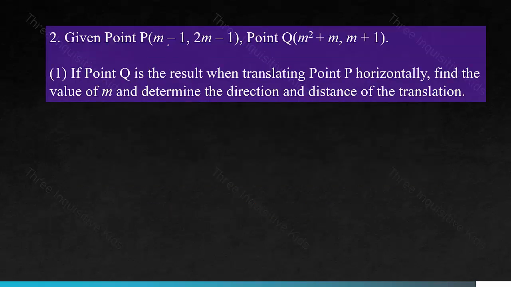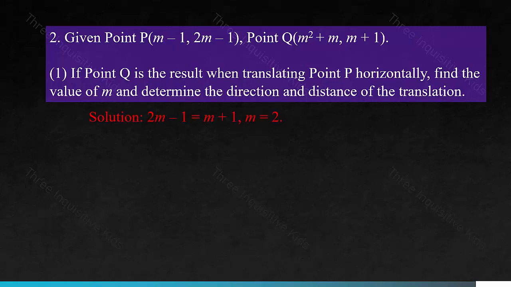We are given point P (m - 1, 2m - 1) and point Q (m squared + m, m + 1). If point Q is the result when translating point P horizontally, find the value of m and determine the direction and distance of the translation. I'll give you a hint. You might need to use some algebra in this problem.